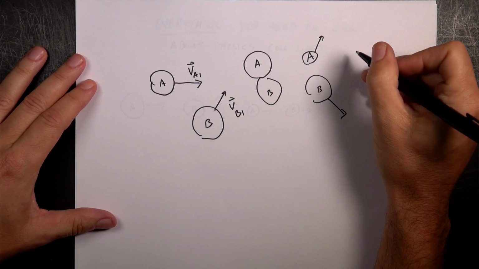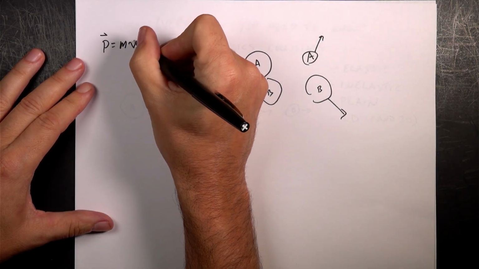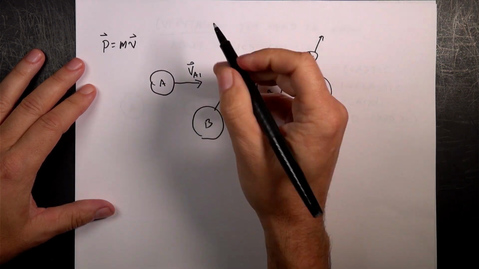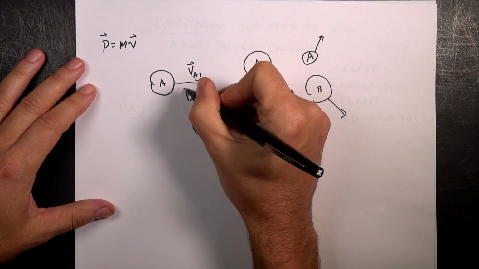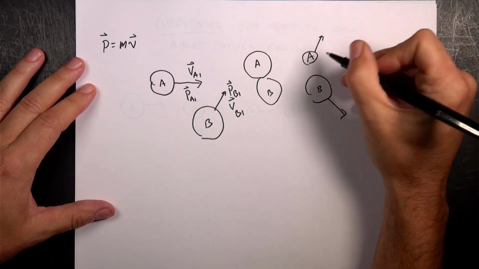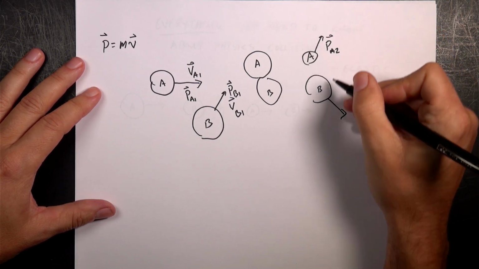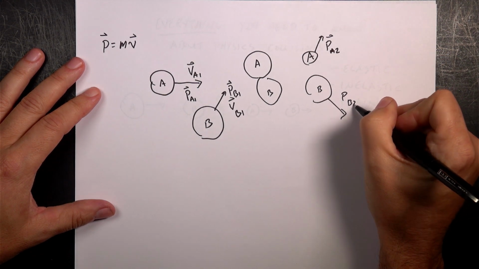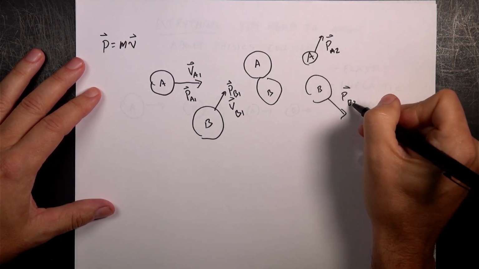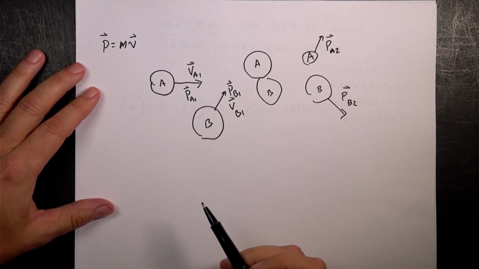So we define momentum as P equals mv. So it's the product of an object's mass and its velocity. So really we want PA1 and PB1. And then after the collision, we'll call this PA2. So the 2 means afterwards. And this is PB2. So those are momentum vectors before and after the collisions.